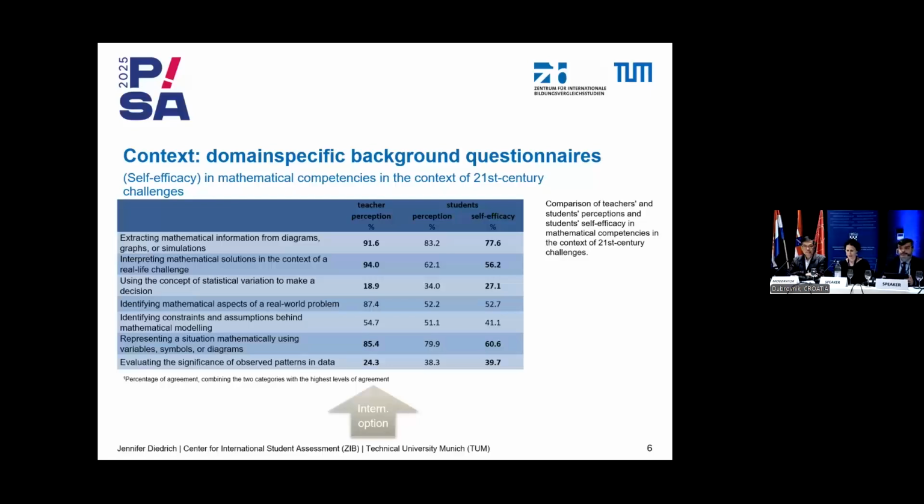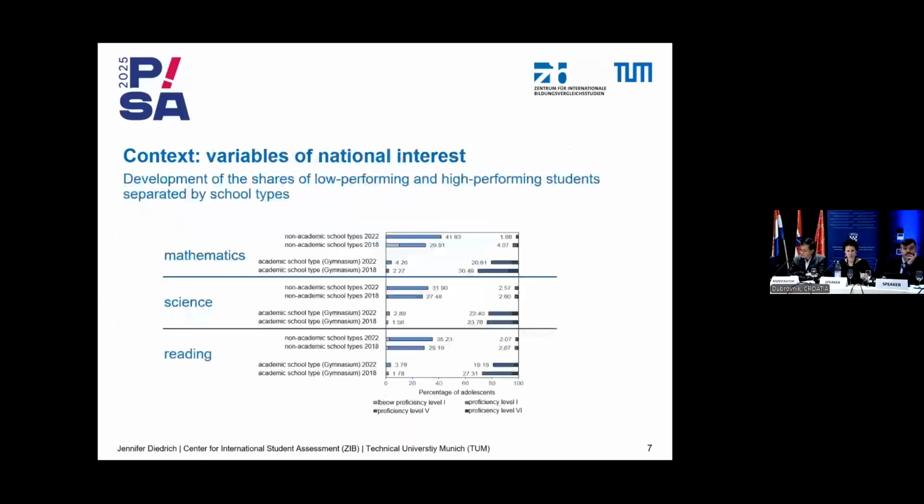Then another form of context is doing some analysis for relevant subgroups. In this case, I show you the trend for academic and non-academic schools. In the upper line, you always see the 2022 share of high and low performing students, and in the lower line, the 2018 share, for academic and non-academic schools. With this context, we can already learn that the downward trend that we experienced in Germany was for both types of schools.